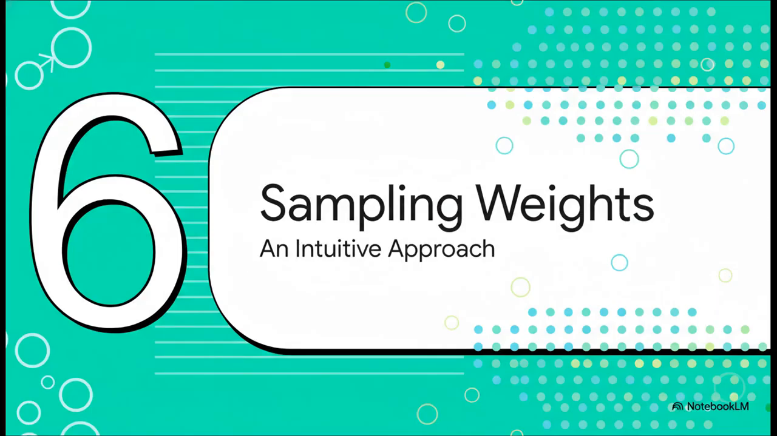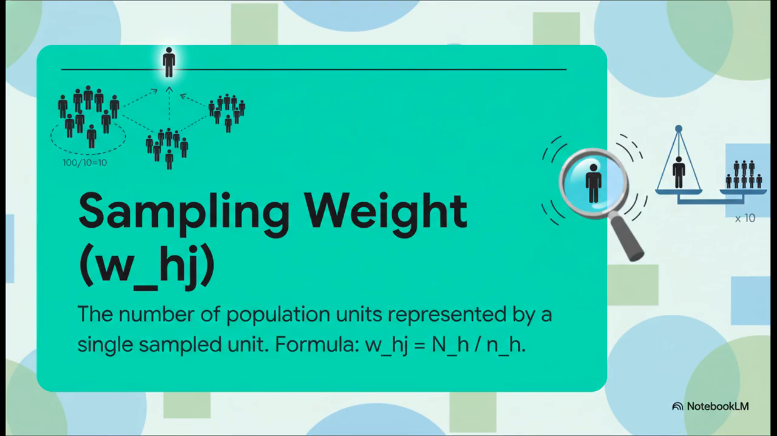We've been dealing with some formulas that can look a little abstract, but what if I told you there's a much more intuitive way to think about all of this? For our last section, let's explore sampling weights, which can really make this whole process click. So a sampling weight answers a really simple question. How many people out there in the population does this one person in my sample speak for? And the formula is as simple as it gets, just the population size of the group divided by the sample size from that group. It's a way to correct for any over- or undersampling we might have done.